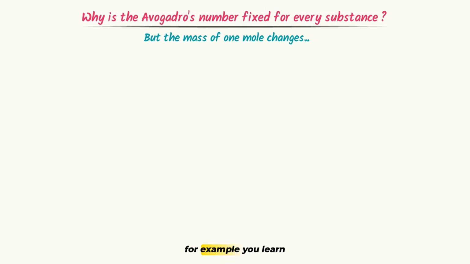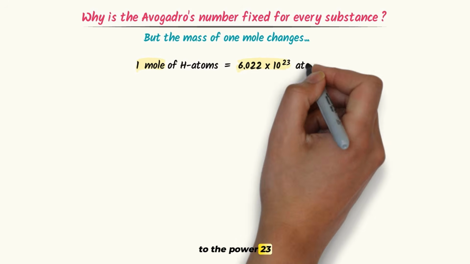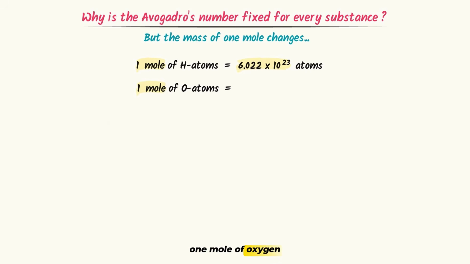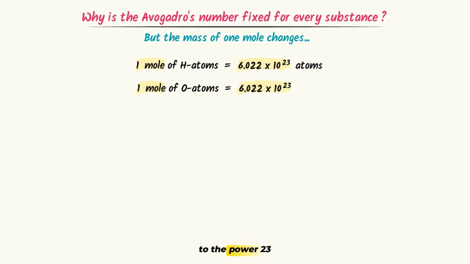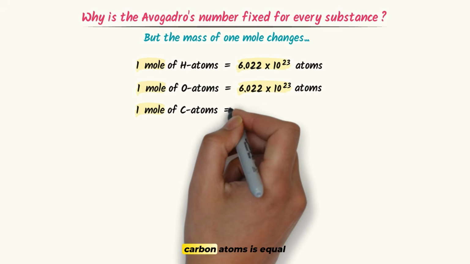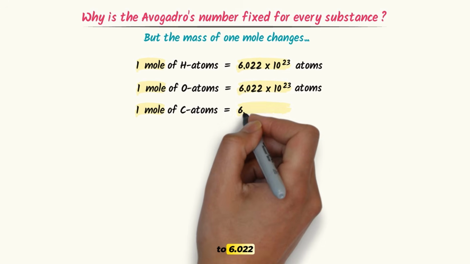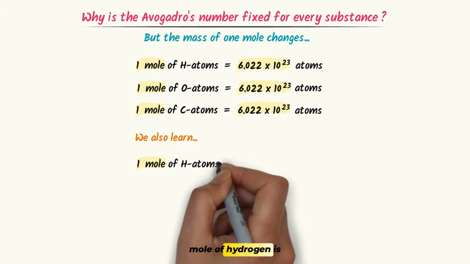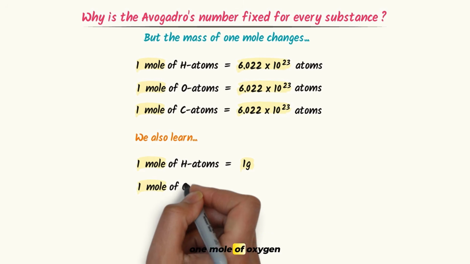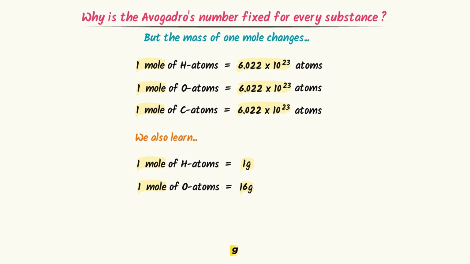For example, you learn that 1 mole of hydrogen atoms is equal to 6.022 × 10^23 atoms. 1 mole of oxygen atoms is equal to 6.022 × 10^23 atoms. And 1 mole of carbon atoms is equal to 6.022 × 10^23 atoms. Secondly, we learn that 1 mole of hydrogen is equal to 1 gram, 1 mole of oxygen is equal to 16 grams, and 1 mole of carbon is equal to 12 grams.